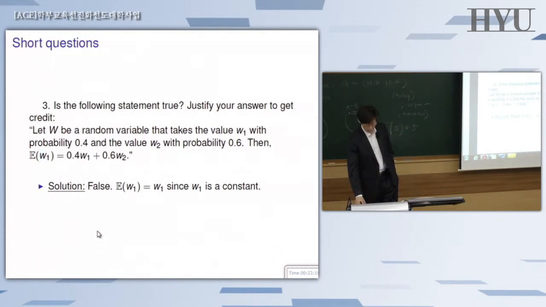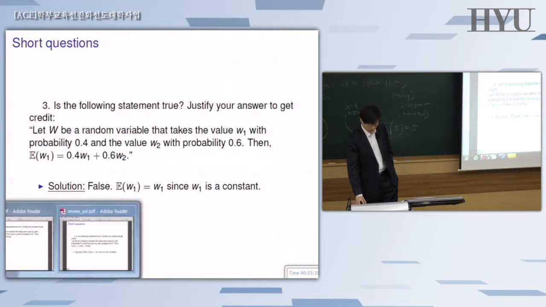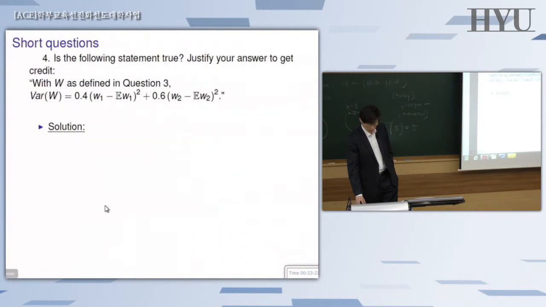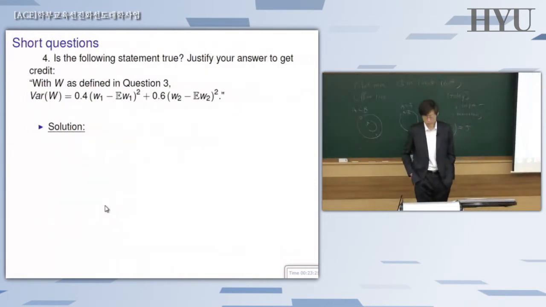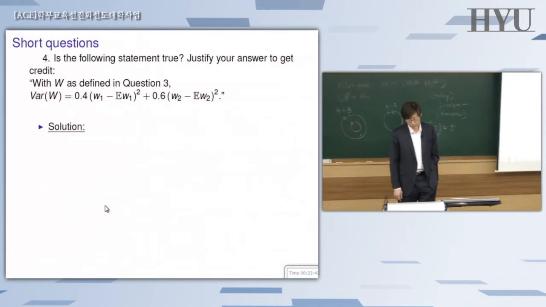Now number 4. Three more and then we go over to the next part. So again, true, false, or uncertain. Given a different statement, but the setup is the same. W is defined the same way as in question 3, the previous one. Just the same way it was defined. So either W1 or W2, but the first one occurs with a probability of 0.4. The second one occurs with a probability of 0.6.